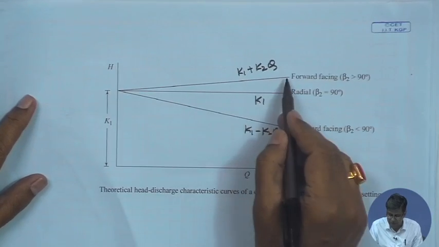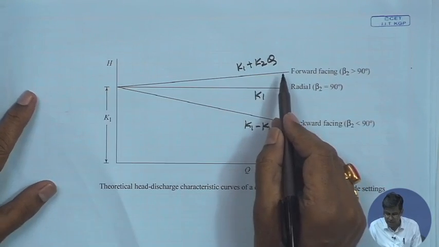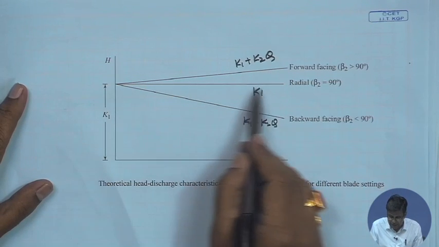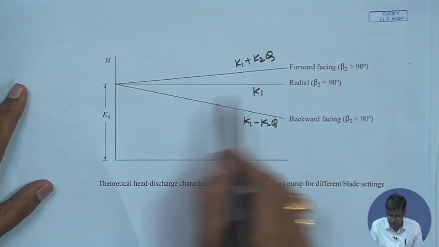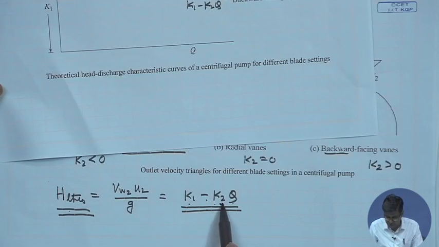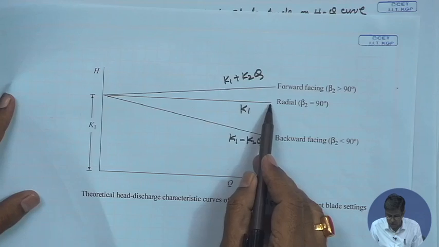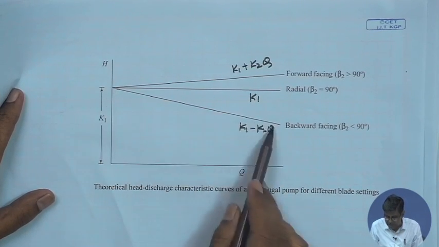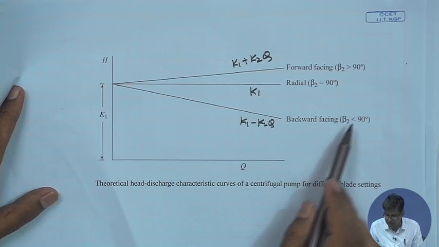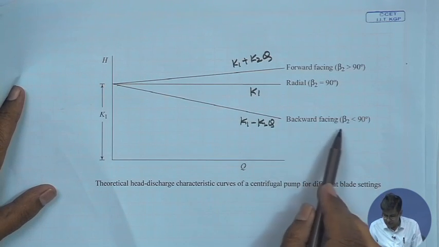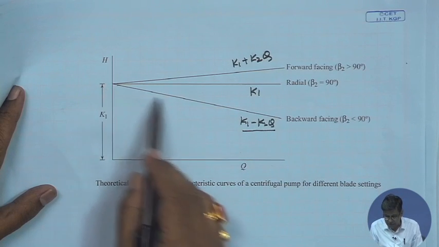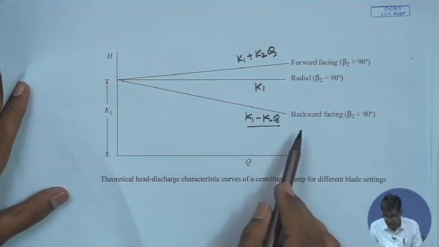So for a forward facing vane, K2 is less than 0, that means it will be K1 plus K2Q type, that means head increases with the increase in the flow rate, or the discharge. In case of a radial blade, cot beta 2 is 0, so K2 is 0. So it is independent of the flow rate, it delivers a constant head at all flow rates. Whereas the backward facing blade, whose curvature is in the opposite direction of the rotation, gives an inverse relationship, decreasing with Q in a linear fashion.